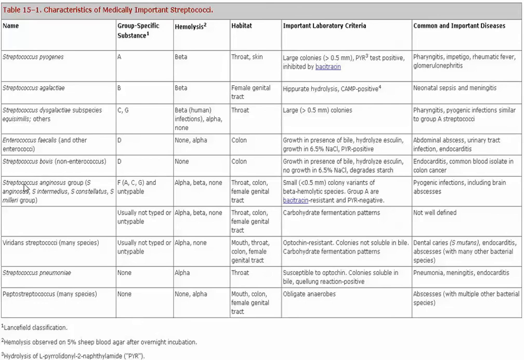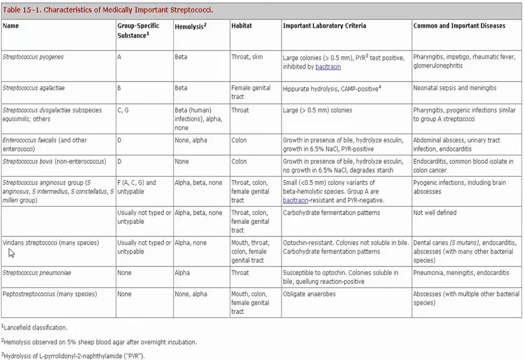Streptococcus anginosus group, which is also alpha, beta, and non-hemolytic, found in the throat and female genital tract, causes pyogenic infection. Pyogenic infection is infection with pus and includes brain abscesses. This is so dangerous.